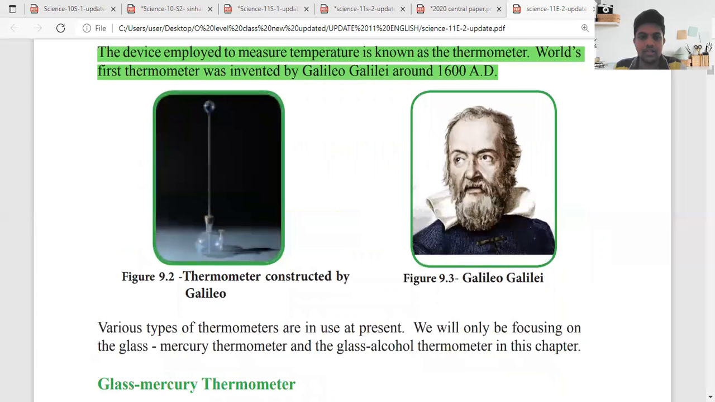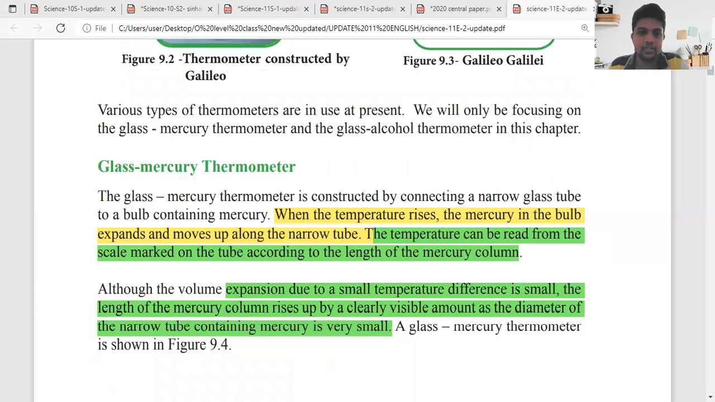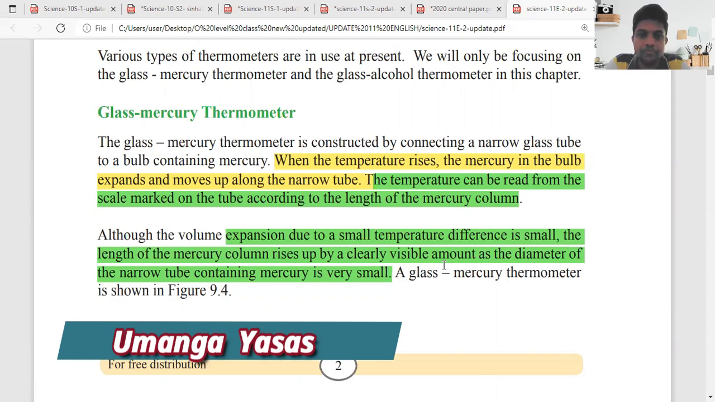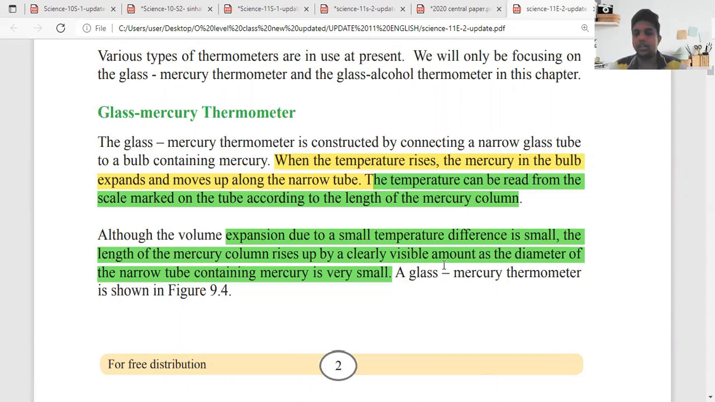Yes, last week, when did we start this one? Glass mercury thermometer. Did we start that? No, right? That's the topic, isn't it, sir? Topic. Okay, Daru. So let's do like that.